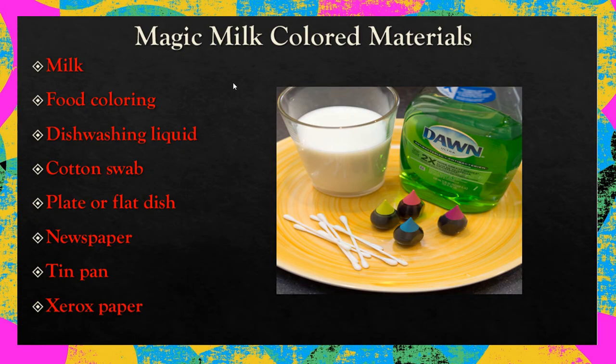So here are your materials. I need milk, I need food coloring, I need dishwashing liquid. I need a cotton swab. I need a plate or something that's flat that can hold the milk. Newspaper is just so that if you have a mess, it'll go in the newspaper. You can use a tin pan, and it doesn't have to be a tin pan, it just needs to be something that's flat enough to hold your paper, your Xerox paper. But that's for our extra activity if you choose to do so.